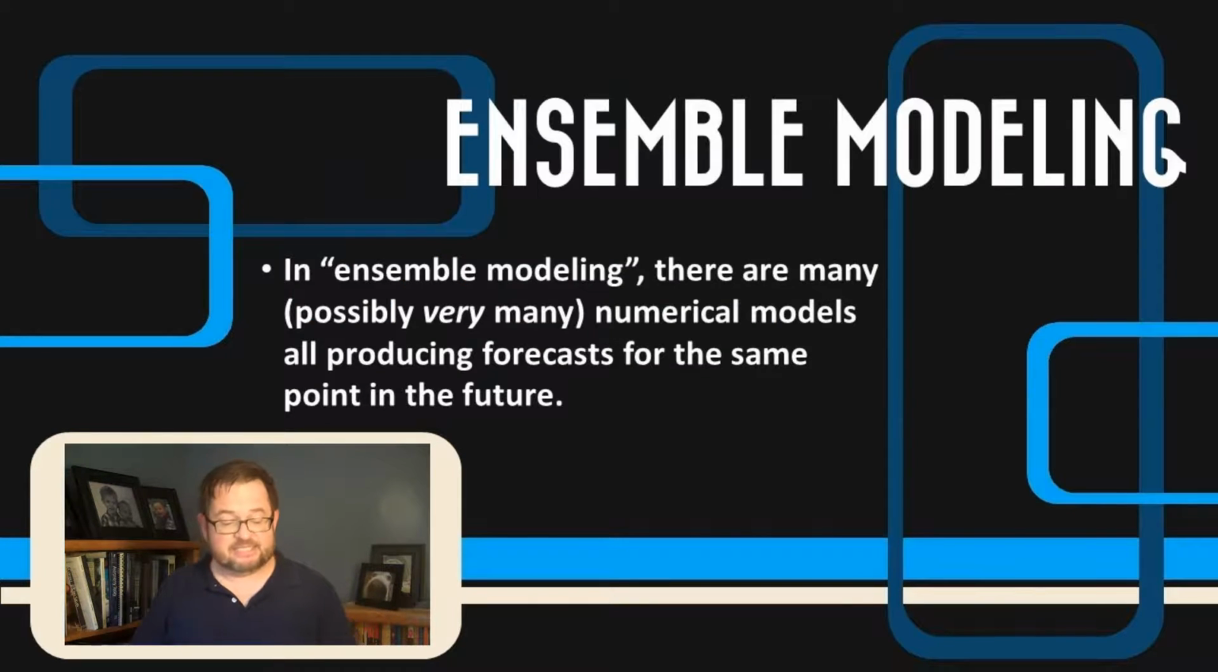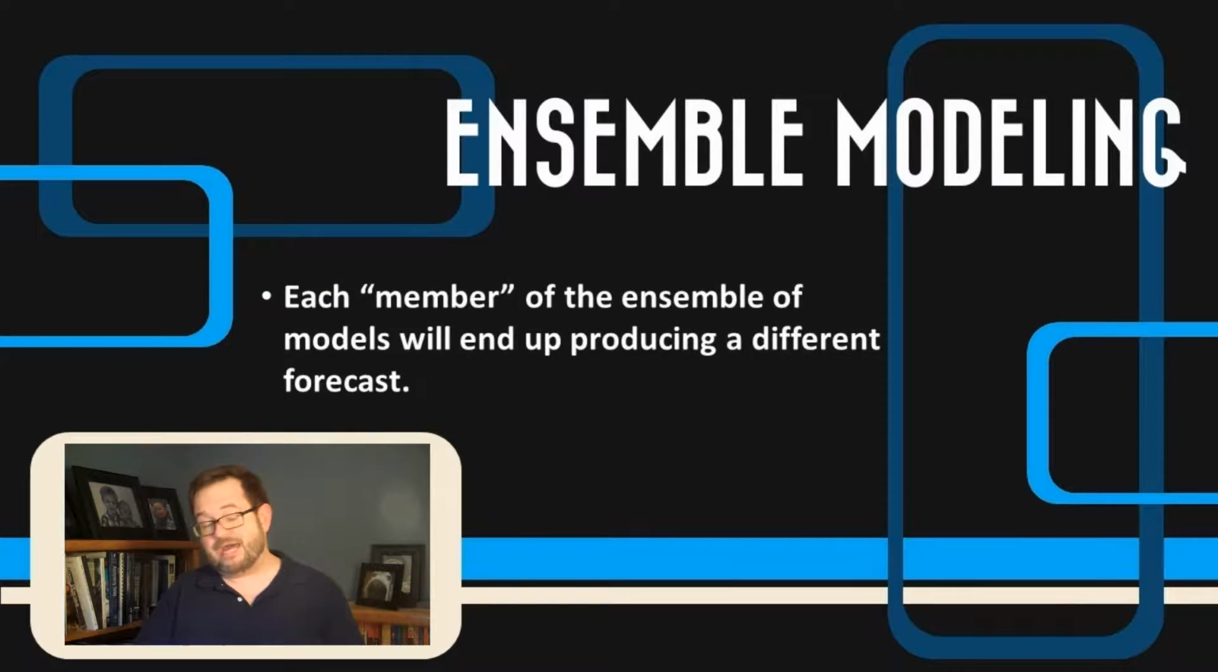But the basic idea is that in ensemble modeling, there are many, maybe very many, numerical models that are going to be producing forecasts for some point in the future. Each individual model that is part of this ensemble has a name. We call it a member. So we're going to run many members, each of which is a numerical weather prediction model of what we think the weather will be doing 24 hours from now, 48 hours from now, 96 hours from now, or whatever.